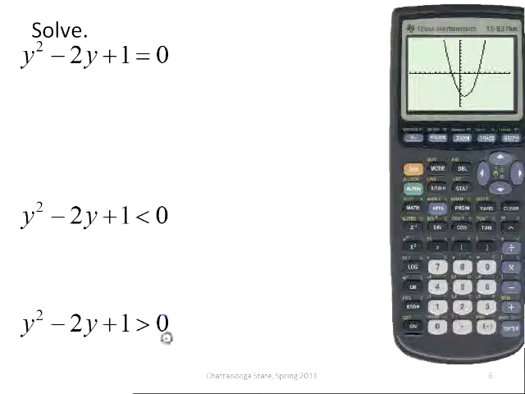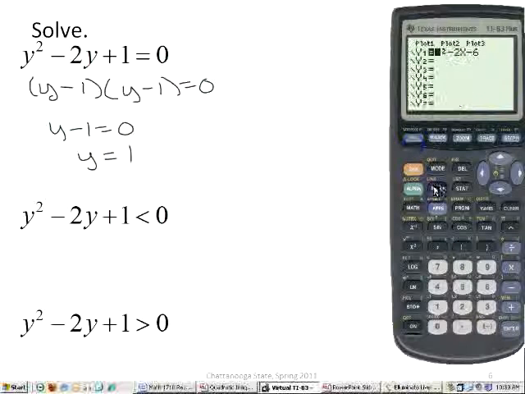Let's look at one more here. This one I can solve by factoring. This would be y minus 1 times y minus 1. So the only x-intercept I get is at 1. So let's look at what that means on my graph. I have x squared minus 2x plus 1. See where it touches the x-axis, but it certainly does not go through.